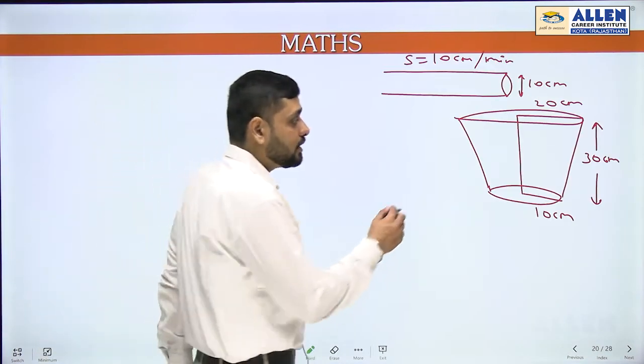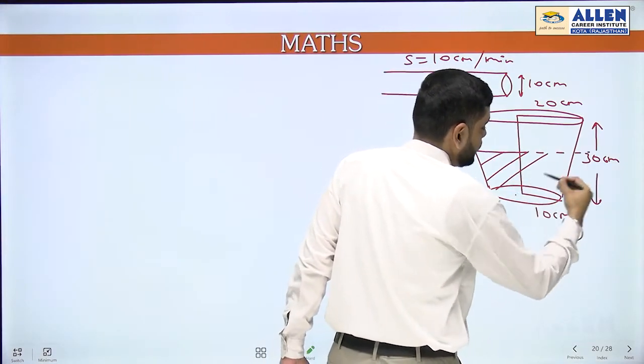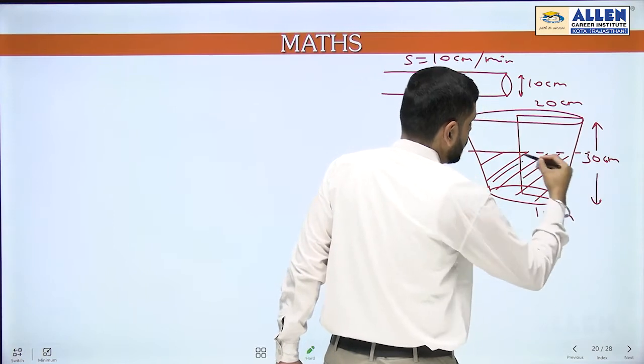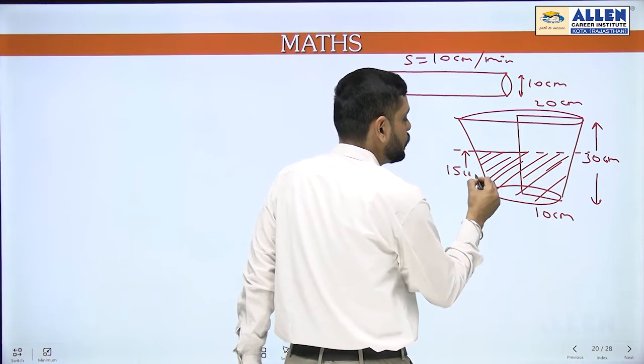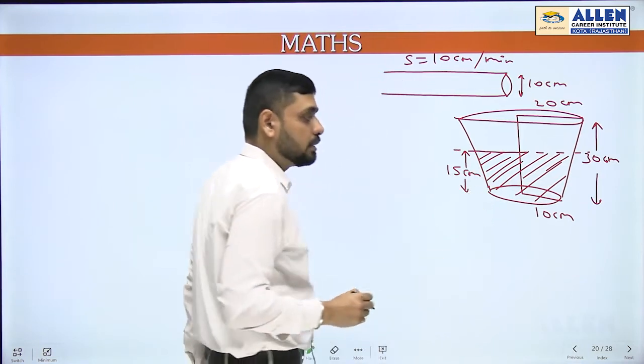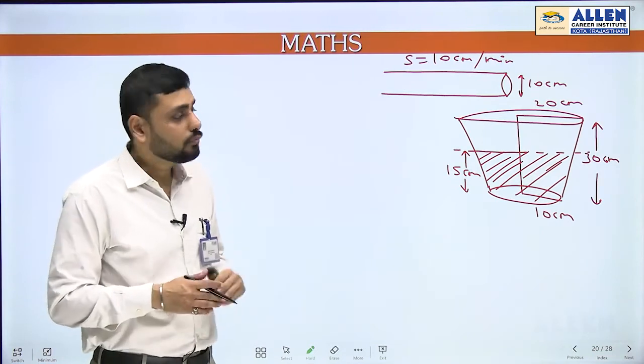So we need to find the time in which the level of water will rise to 15 centimeter. So this is the level of water we need to take, and this level of water is 15 centimeter. So we need to find the time in which the bucket will get filled up to the level of 15 centimeter. So what we need to do?